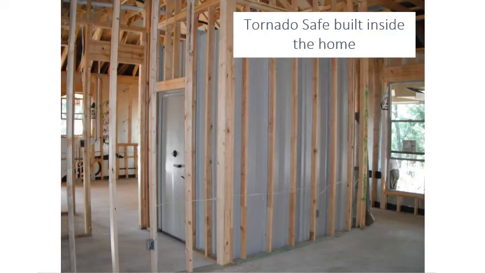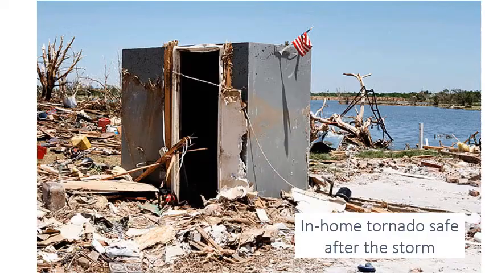Now, here's a tornado safe. It's poured concrete. It's the type of tornado shelter that's inside of your home. The advantage of this is you don't have to go outside. Here's a home that was leveled by an F4 tornado, and with the solid concrete tornado safe in the center of the house, the family survived. They rode out the tornado and they walked away from this with their lives.